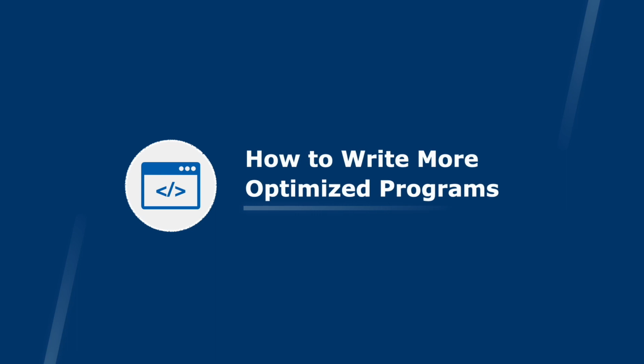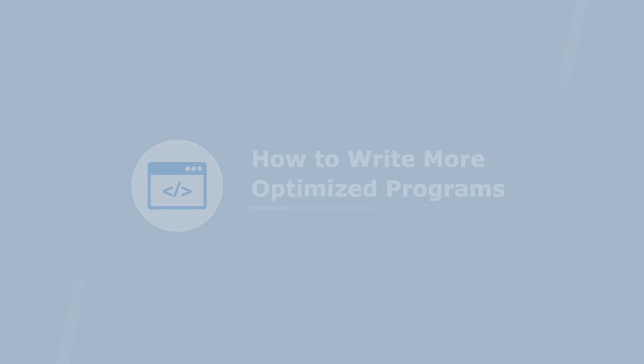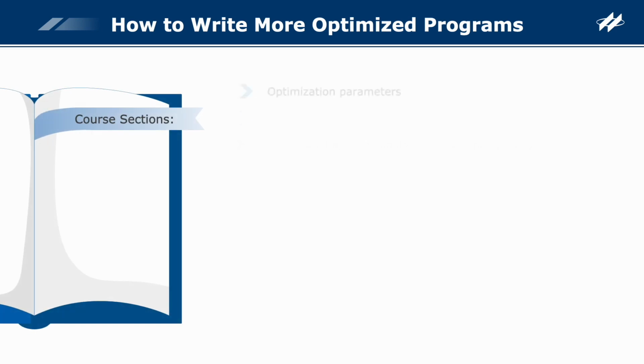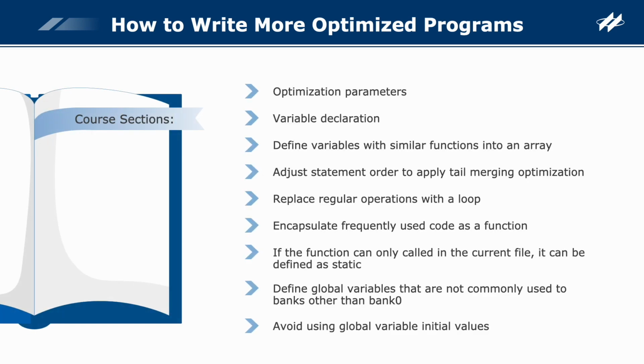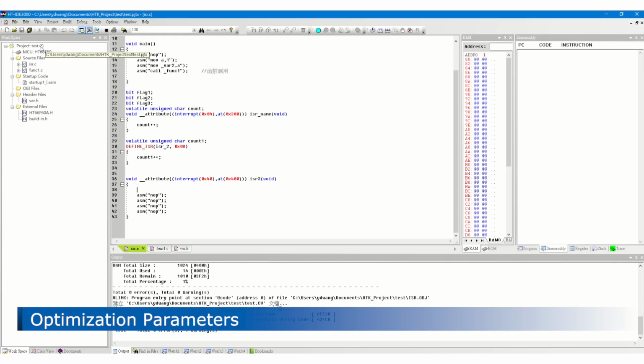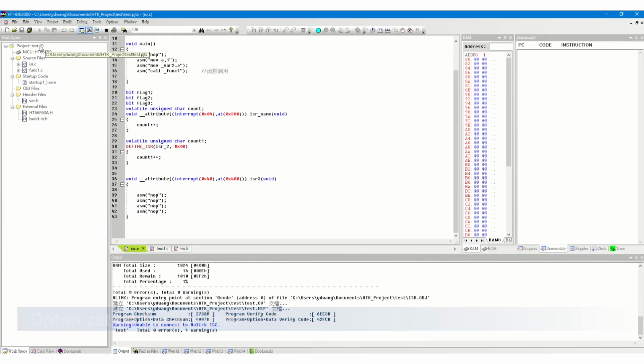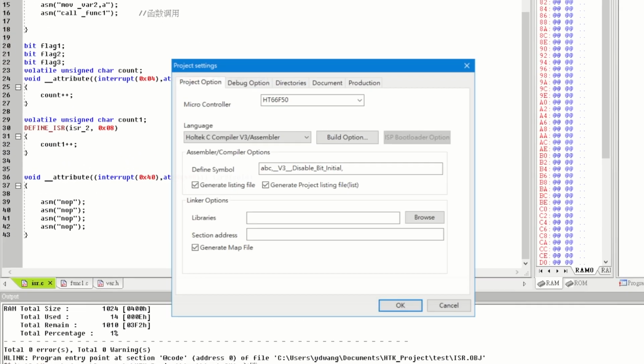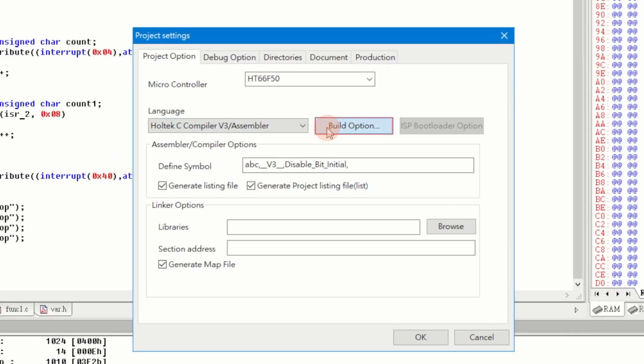How to write more optimized programs. This section summarizes several optimizations that can save space according to the features of the version 3 C compiler. The first is parameter selection. Double-click Project Test on the left workspace to set parameters and select Build option.